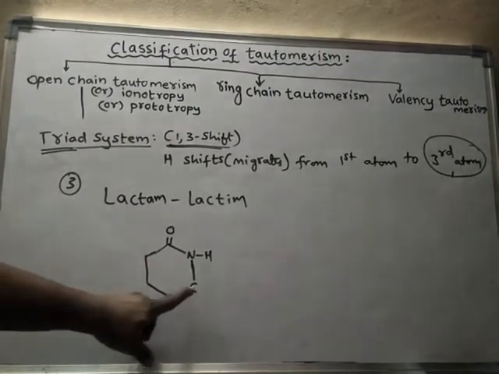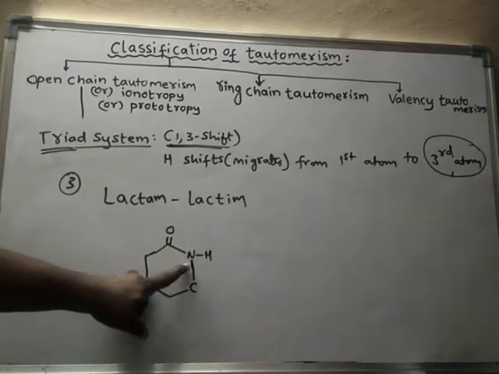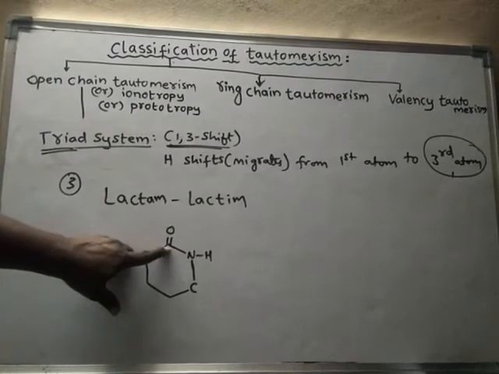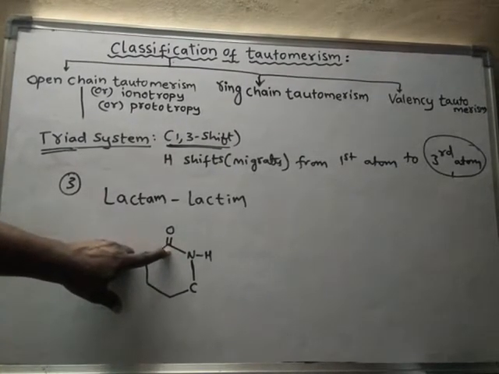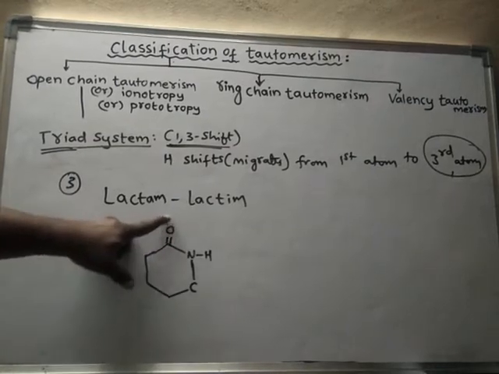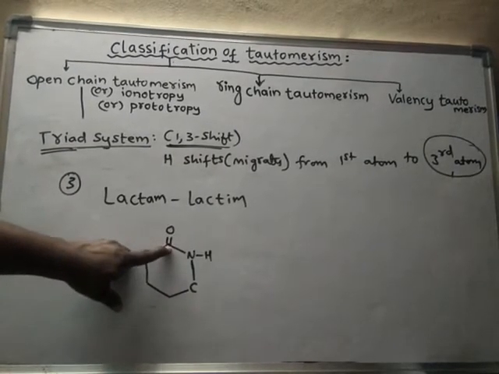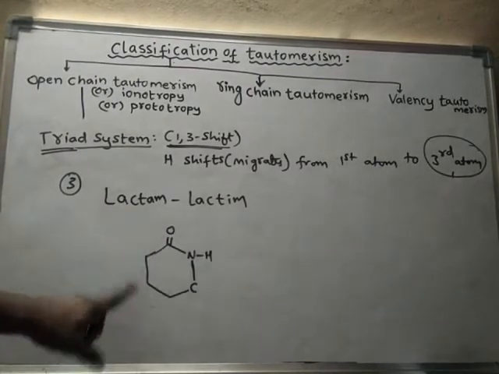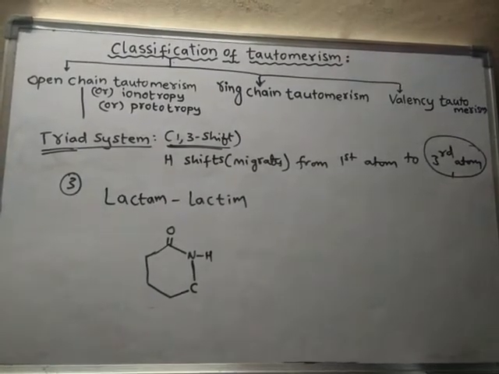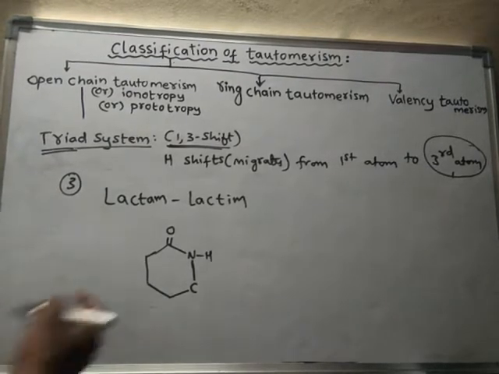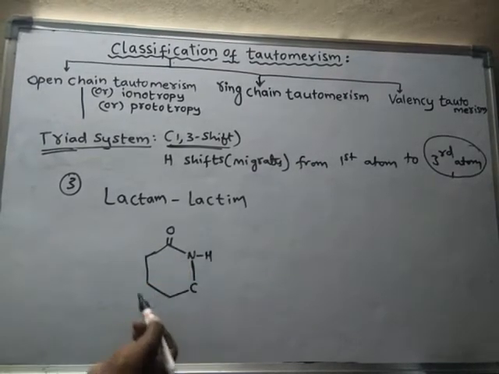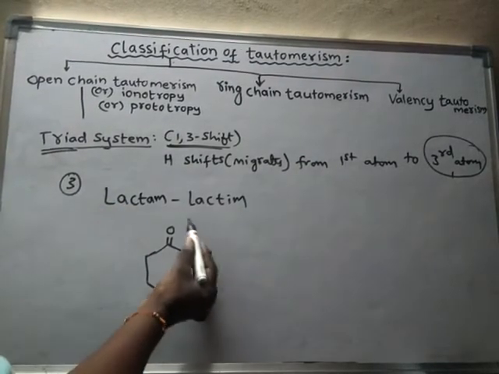Lactam means a ring in which one of the carbons is replaced by nitrogen, and its adjacent carbon is of ketone type, of carbonyl group. That means that carbon is attached to the oxygen by a double bond. Such types of compounds are said to be lactams. Lactam is converted into lactim. In lactim, between a nitrogen and a carbon there will be a double bond. See, this hydrogen will shift here.